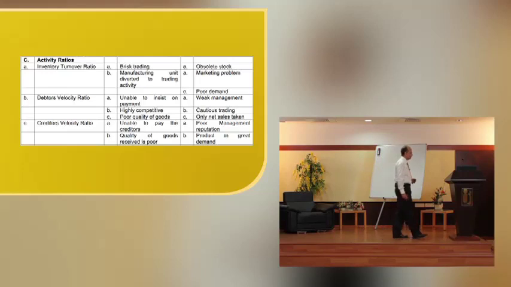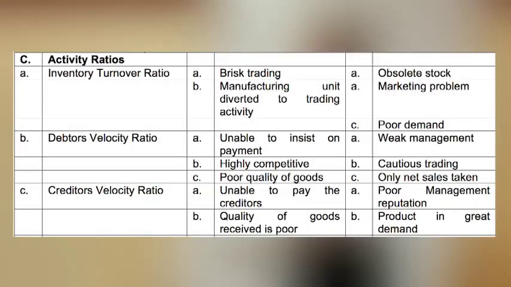The next ratio is the debtors velocity ratio. If it is high, it means the unit is unable to insist on payment, or payment is held up. That is one symptom. Second, it is highly competitive, which is why he is not in a position to realize the receivables. Then there is poor quality of the goods supplied, so money is not coming because of the quality problem. So the unit cannot insist on early payment, and the ratio will remain high.